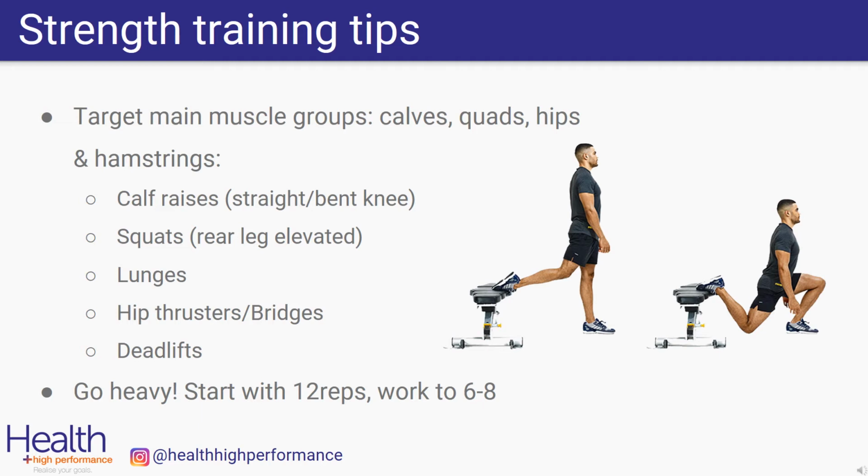What type of exercises should you perform? Well, you want to be targeting the main muscle groups involved in running, so the calves, quads, hips and hamstrings. Some examples of exercises include weighted calf raises, both with knees bent and straight, squats, and my favourite variation, the rear leg elevated split squat, lunges, hip thrusts, and weighted bridges and deadlifts. As we mentioned previously, you want to be building strength, so keep the rep ranges below 12 reps.